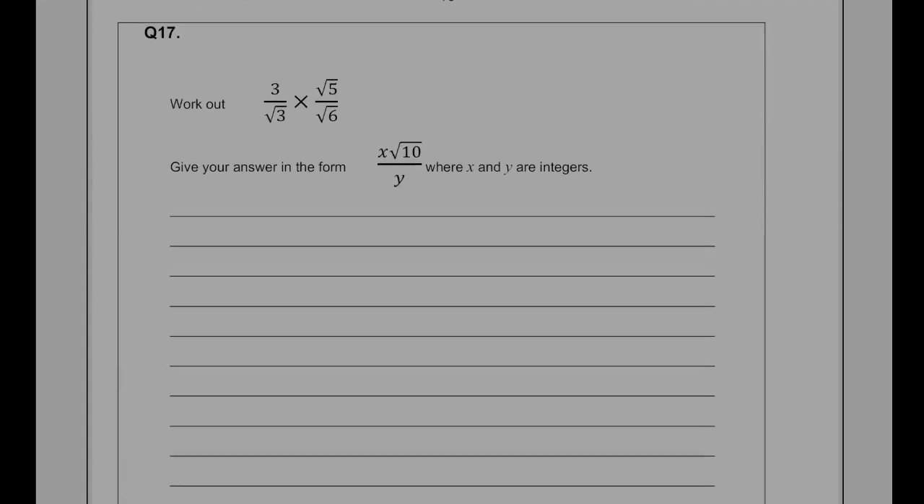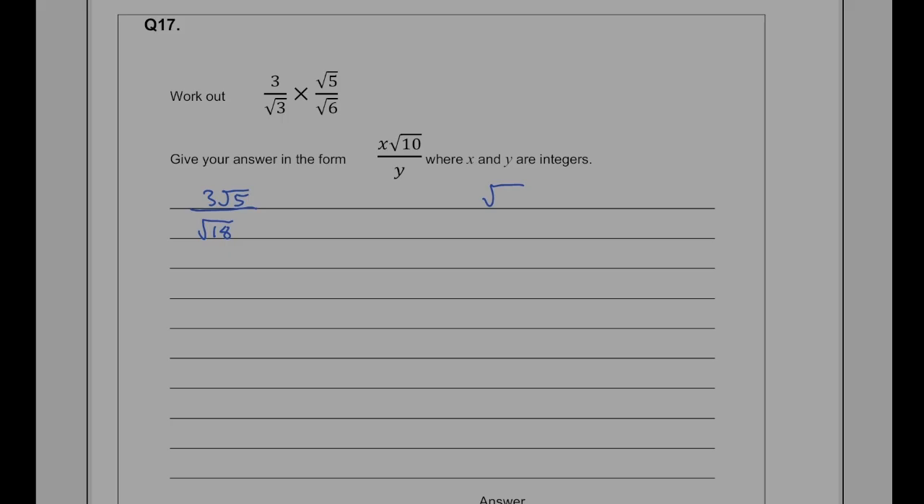Right, question 17, work out 3 over root 3 times root 5 over root 6. Give your answer in the form x root 10 over y, where x and y are both integers. Okay, if we do this multiplication to start with, that will give me 3 root 5 over root 3 times root 6, which would give us root 18. I'm going to look at root 18 just briefly before I move on. Root 18 is going to be the same as root 9 times 2, so it would be 3 root 2.